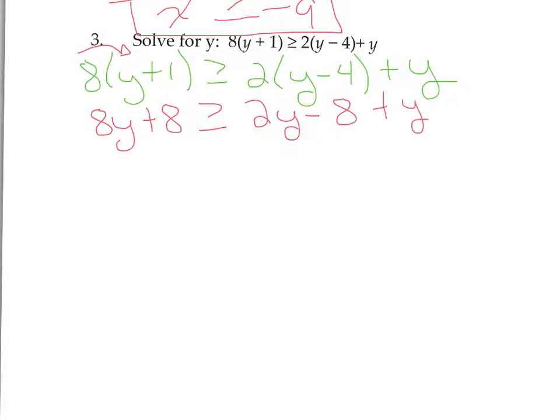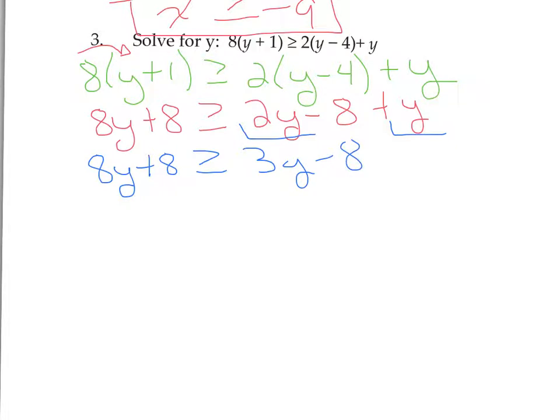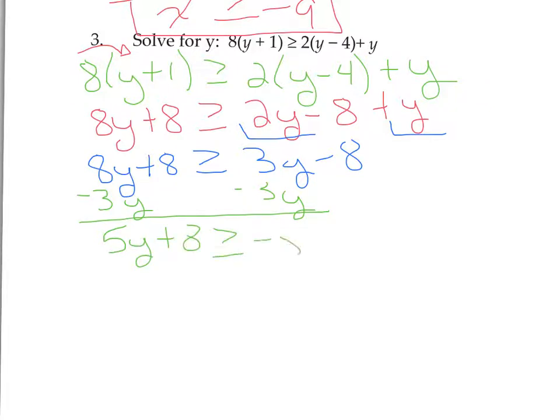And you can see here on the right there are like terms that need to be combined. So we still have 8y plus 8 greater than or equal to, okay, 2y plus y is 3y minus 8. Once we get it that far, we should put all the y's on the left. So I'm going to subtract 3y. And that gives me 5y plus 8 greater than or equal to negative 8.